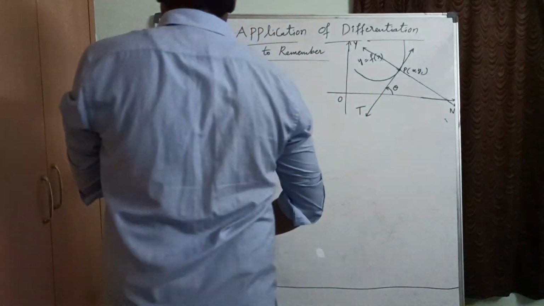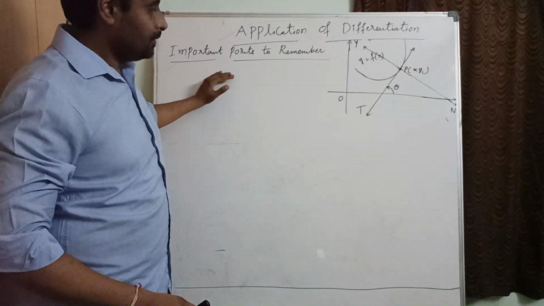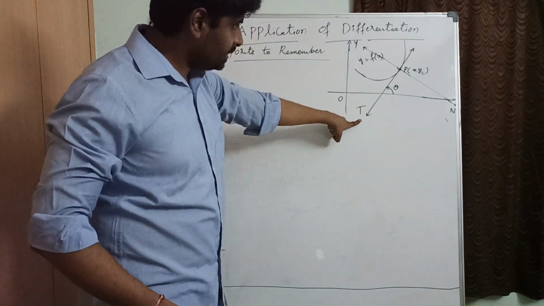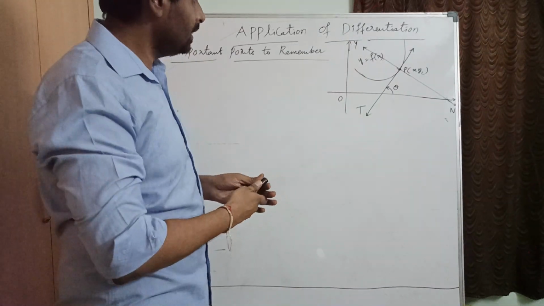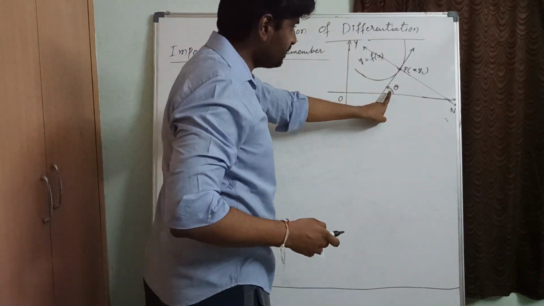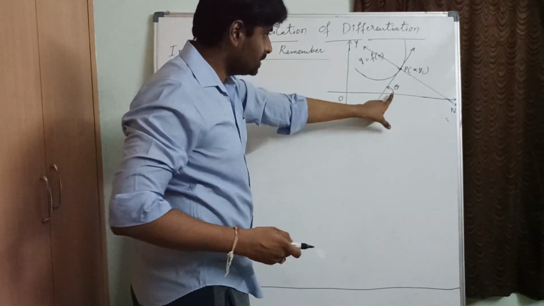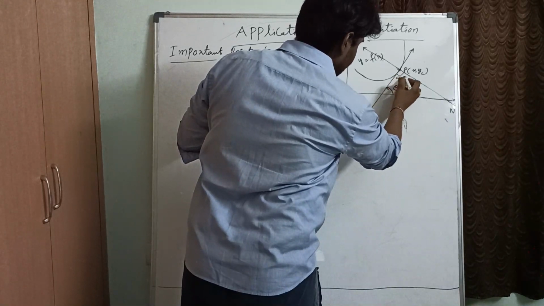Now we'll discuss some important points, which are very important here. Before that, this is the tangent as we discussed. PT is the tangent, PN is the normal which is perpendicular to the tangent, correct? This is making, suppose, angle theta with respect to the x-axis. Now as we know this is 90, correct or not? So this is 90 degrees.